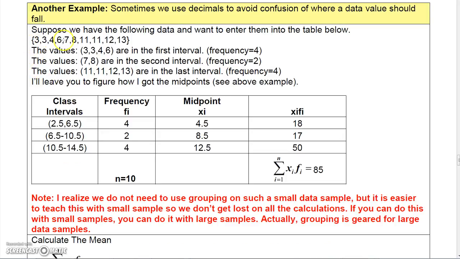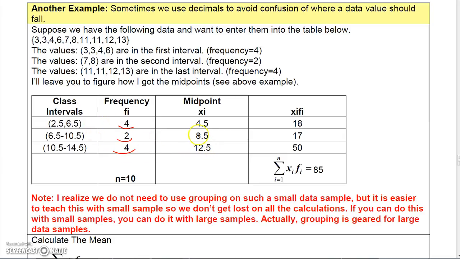Okay, here's another set of values. I actually gave you the data sets and I just made up some class intervals here. Between 2.5 and 6.5 there are 4 values. Between 6.5 and 10.5 there's 2 values. Between 10.5 and 14.5 there are 4 values. So if you add 2.5 to 6.5 and divide by 2, you get 4.5. If you add 6.5 to 10.5 and divide by 2, you get 8.5. And if you add 10.5 to 14.5 and divide by 2, you get 12.5.